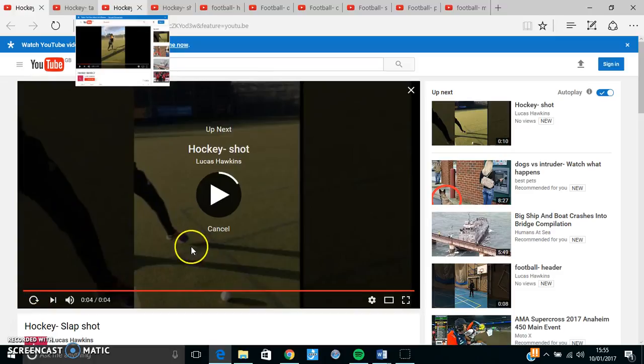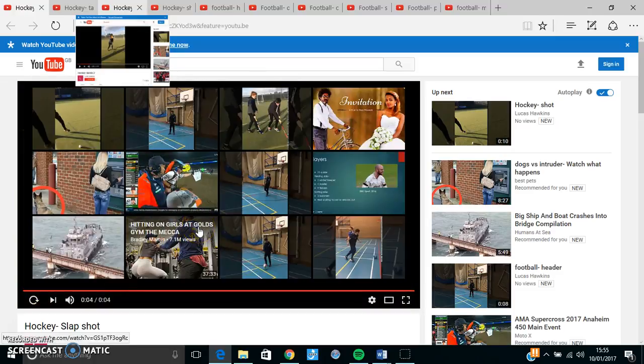This is the slap shot. This, as I said, would be used more if you are shooting or if you are passing it long range. This is the best way to generate power.